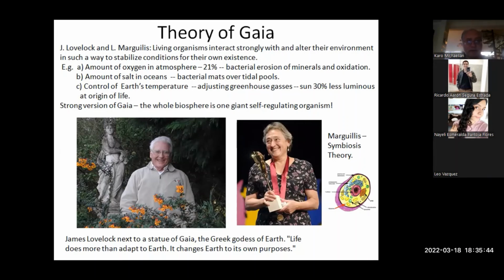So anyway, James Lovelock and Lynn Margulis came up with the idea that living organisms interact very strongly and alter their environment in such a way as to stabilize the conditions for their own existence. So this was a reason given for an animal or organism changing its environment, to stabilize again its own existence, to increase its survivability. So that's again in the line of the Darwinian theory.